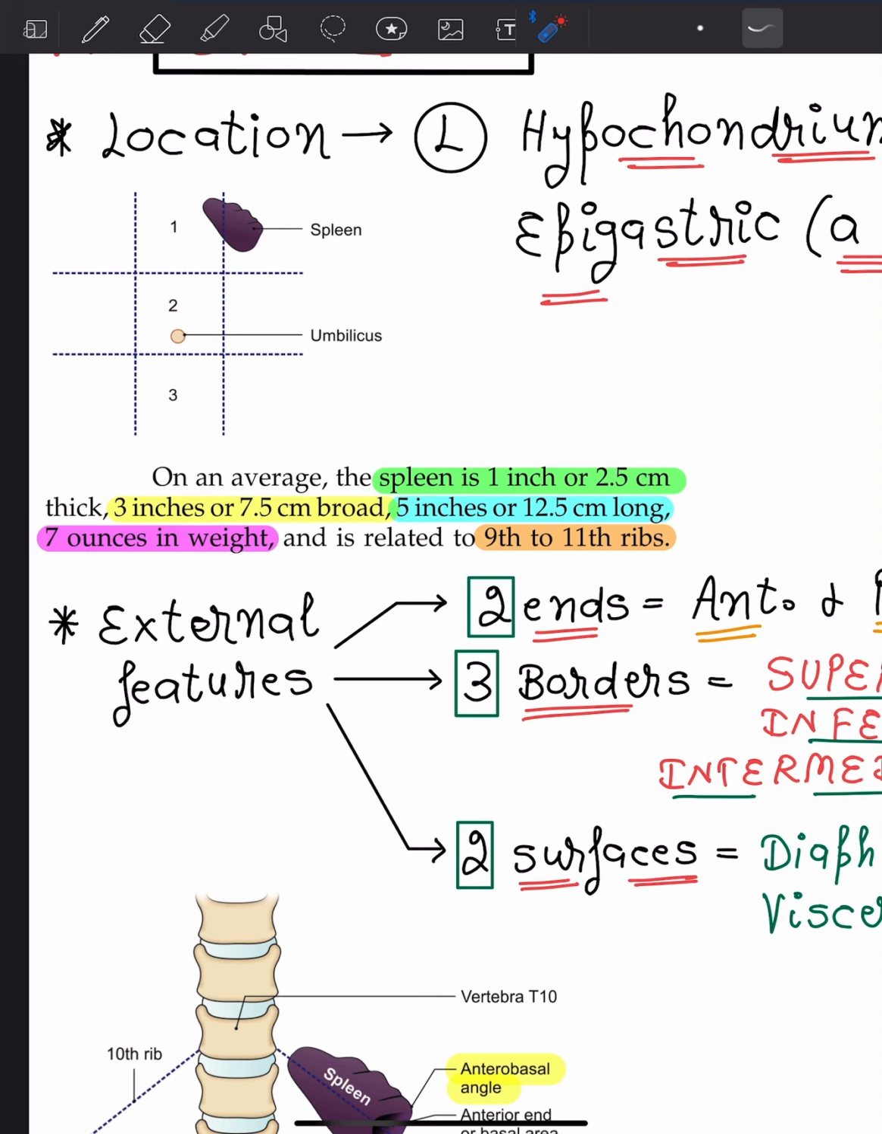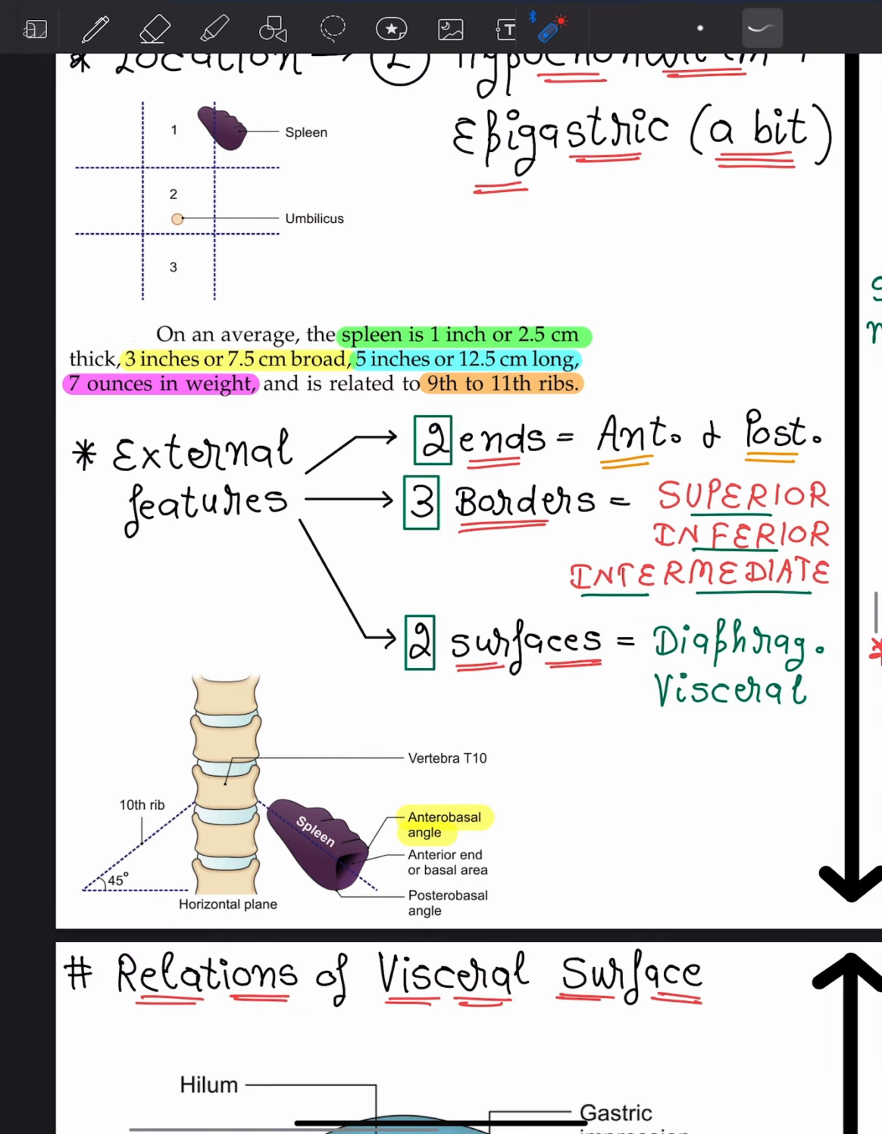Now, for the external features of the spleen, we have two ends, three borders, and two surfaces. The two ends will be, of course, anterior and posterior. The three borders will be the superior border, the inferior border, and between them lies the intermediate border. And the two surfaces will be the diaphragmatic surface, related to the diaphragm, and the visceral surface, related to the viscera on the posterior side, right?